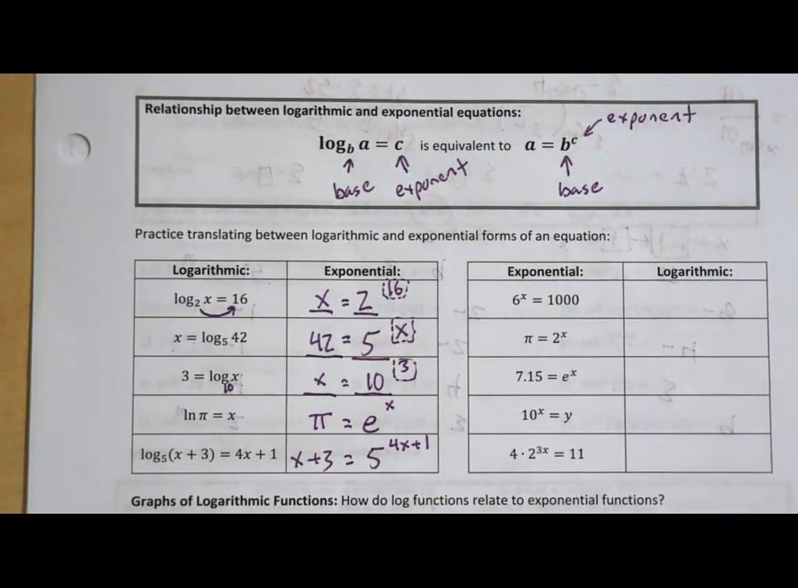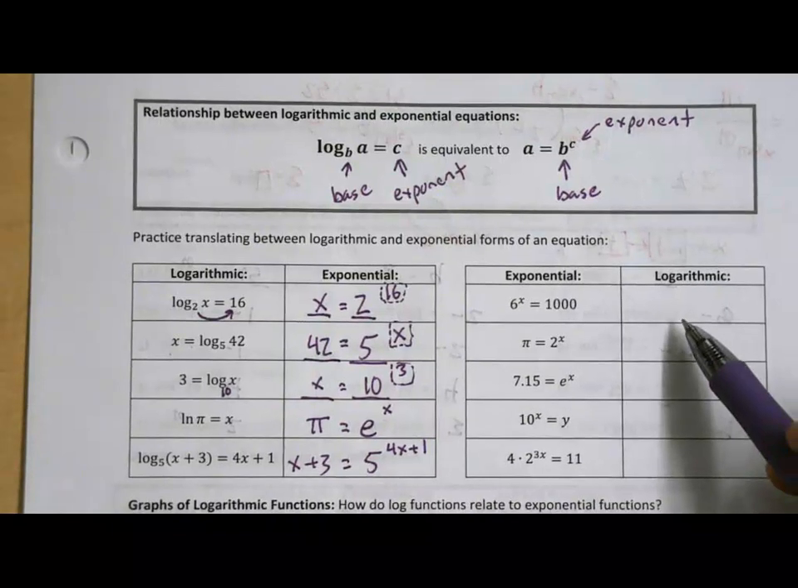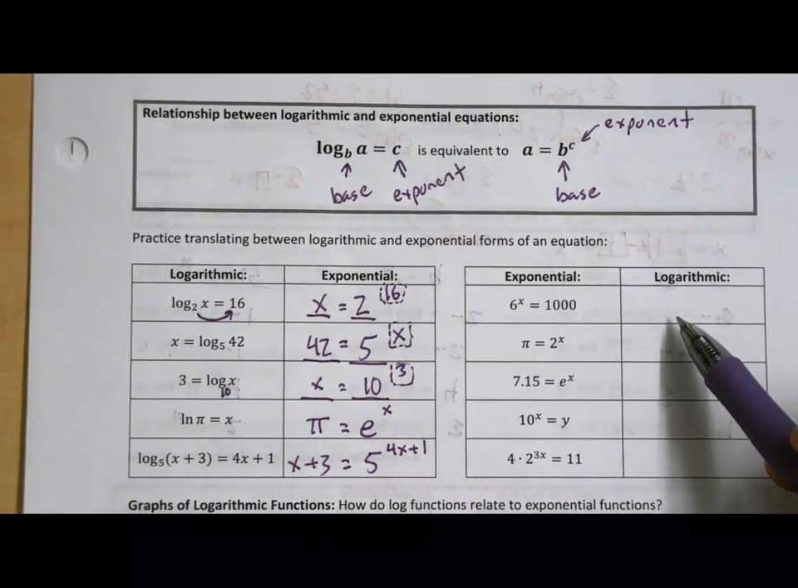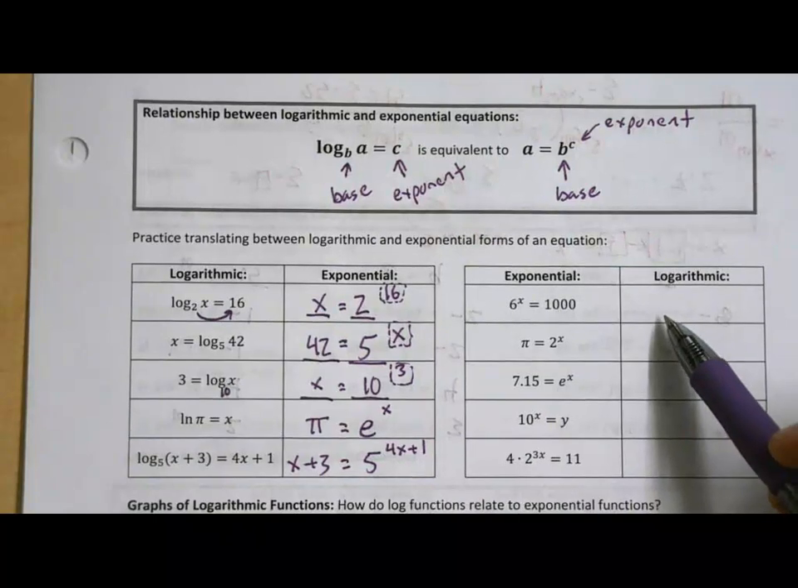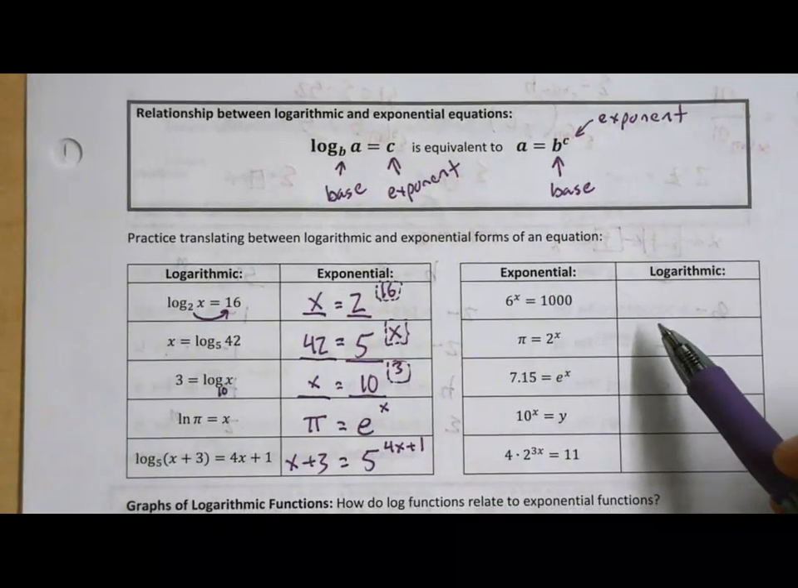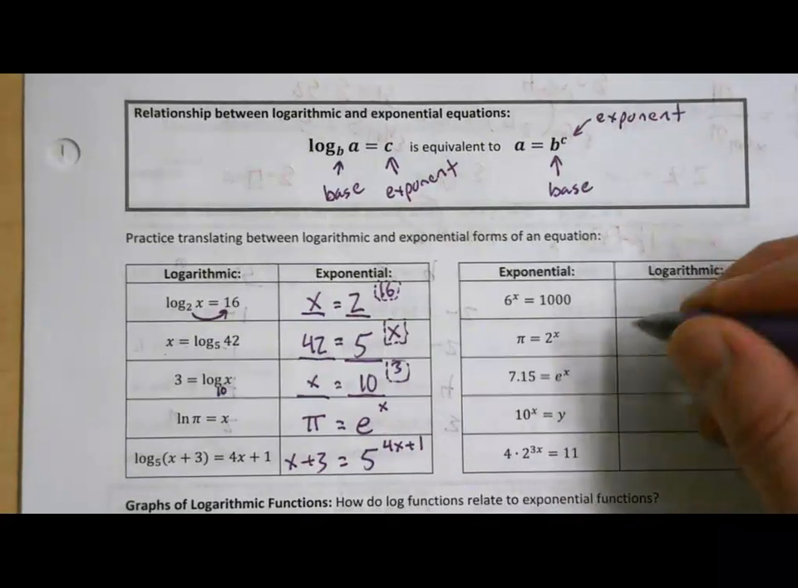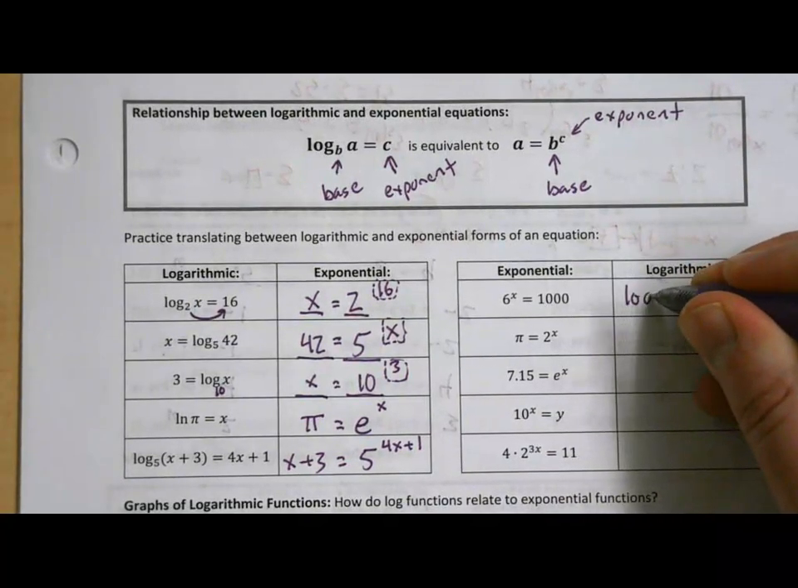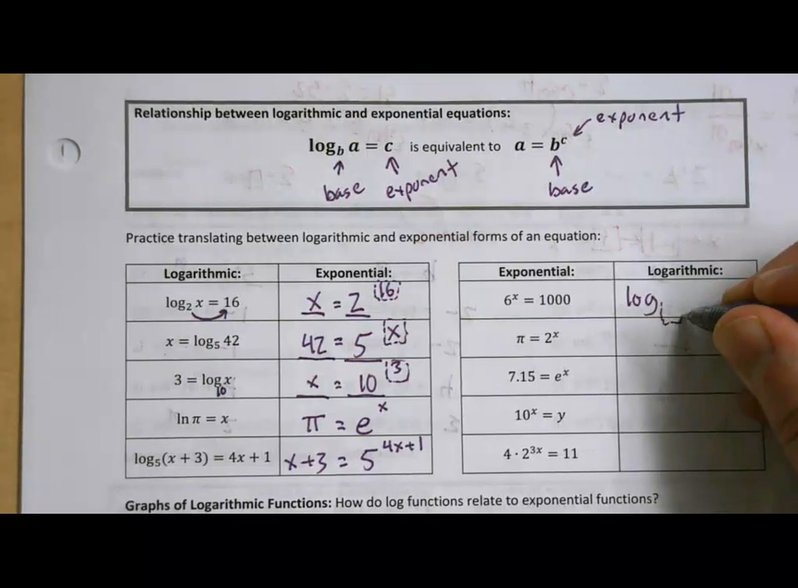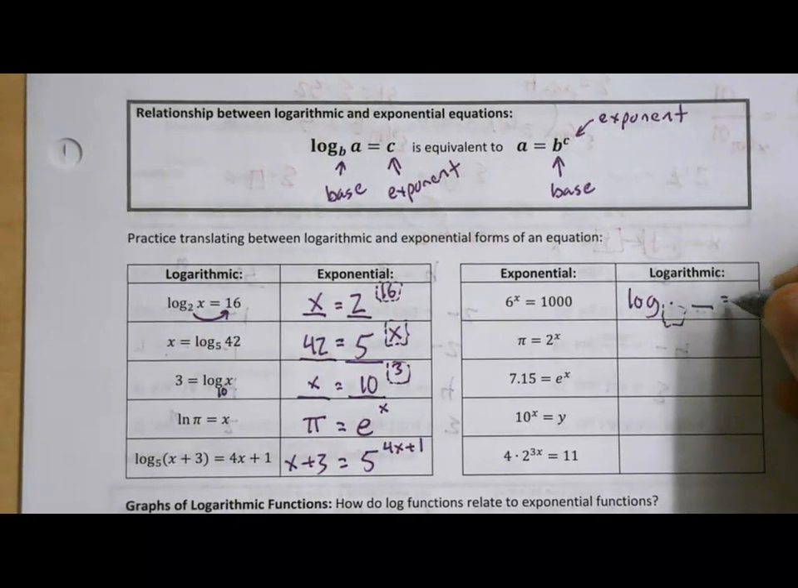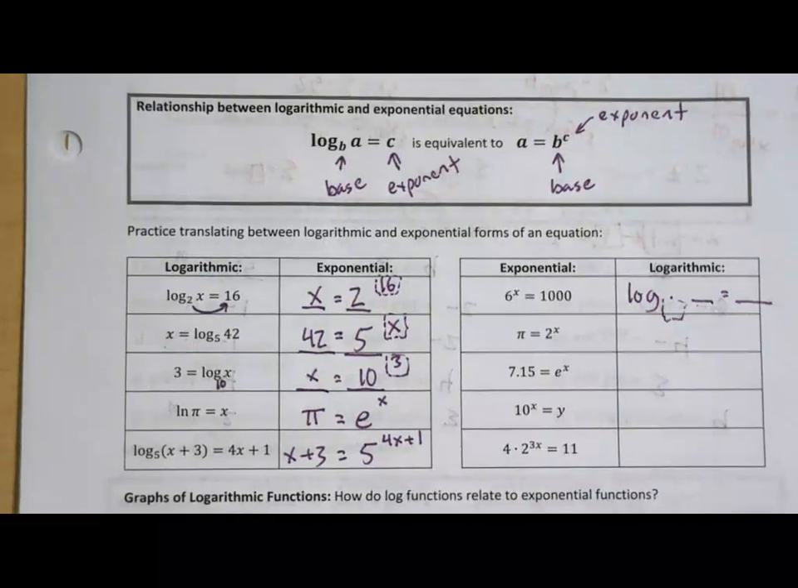So I'm going to start at the top of the other table. If you're not quite done with the table on the left, that's okay. Focus on the table on the right for right now. Same idea. We're going to write a log equation. It's going to be log. There's going to be some base down here of something equals something. So just ask yourself the same question.